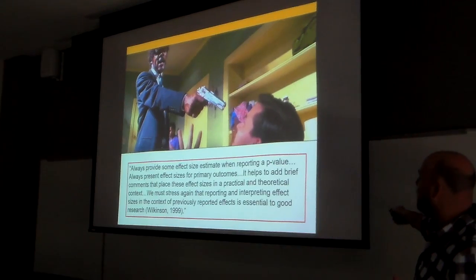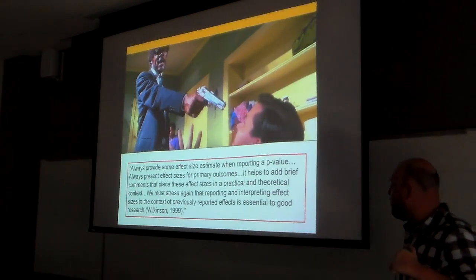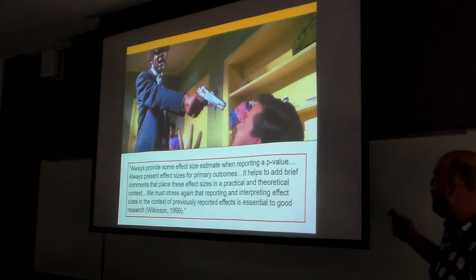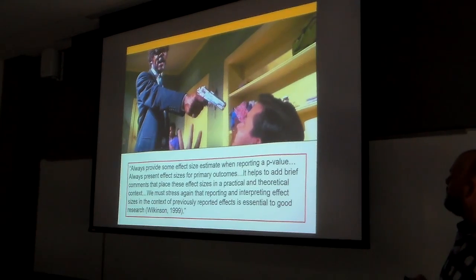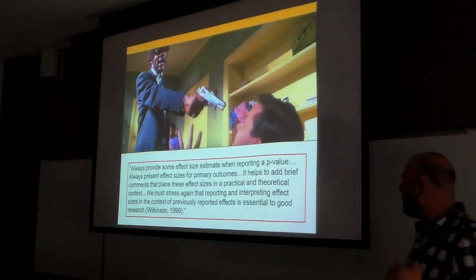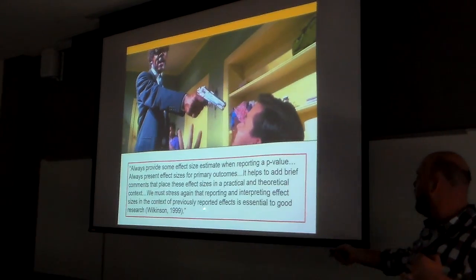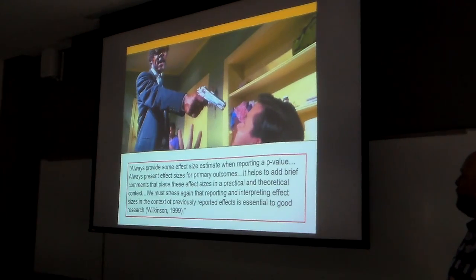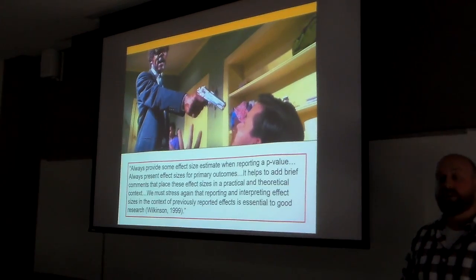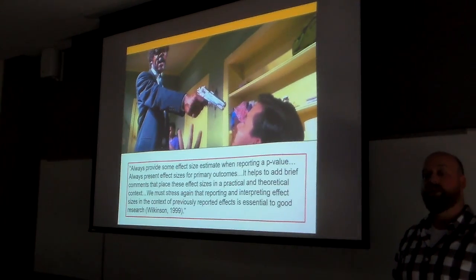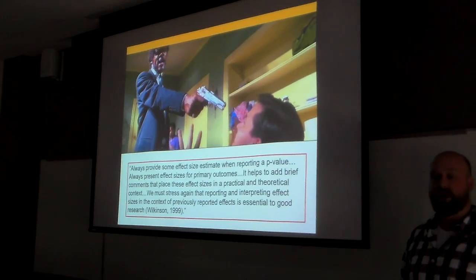Going back to Wilkinson: always provide some effect size estimate when reporting a p-value, and always present effect sizes for primary outcomes. It helps to add brief comments that place these effect sizes in a practical and theoretical context. We must stress again that reporting and interpreting effect sizes in the context of previously reported effects is essential to good research. Okay. It's taken a long time. We've been talking about this over and over again, but it's getting increasingly difficult to publish things in good journals if you're not providing estimates of effect.